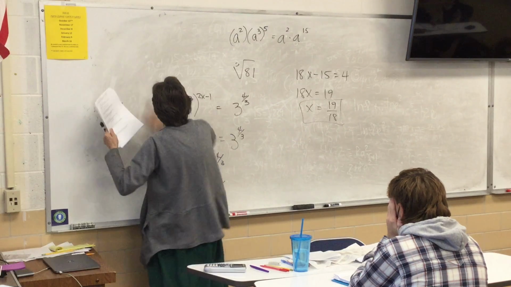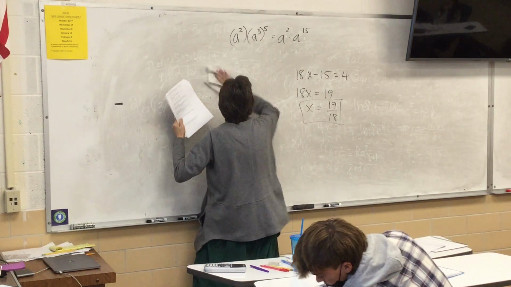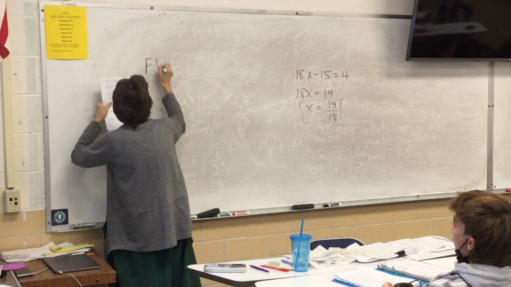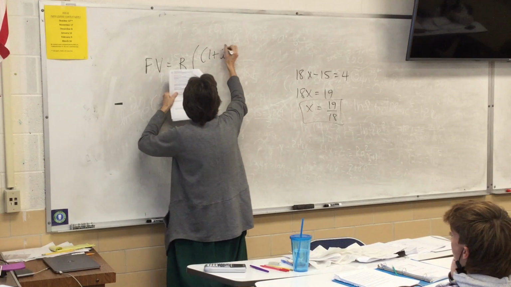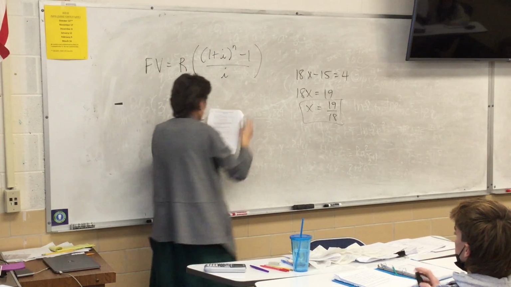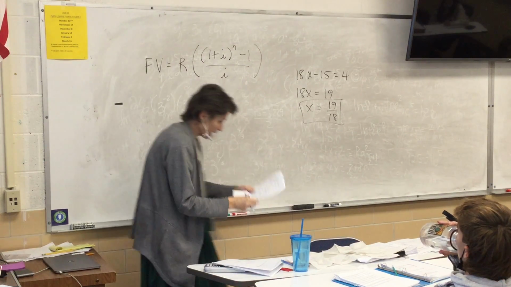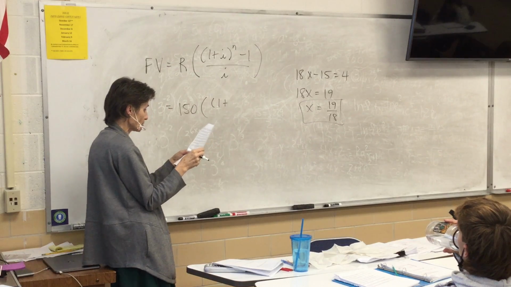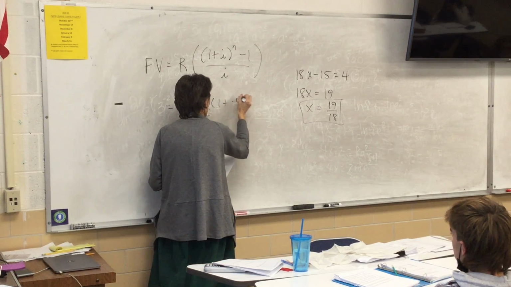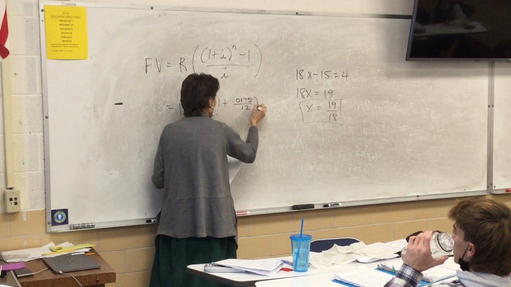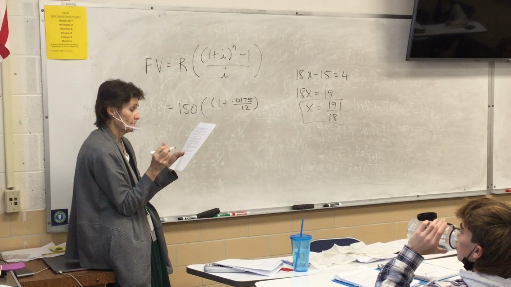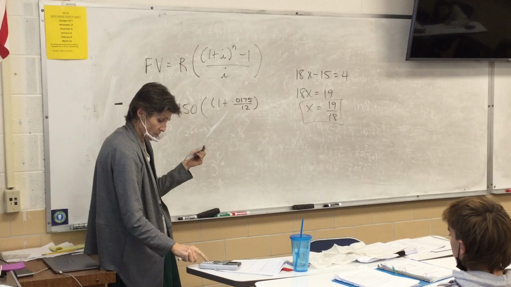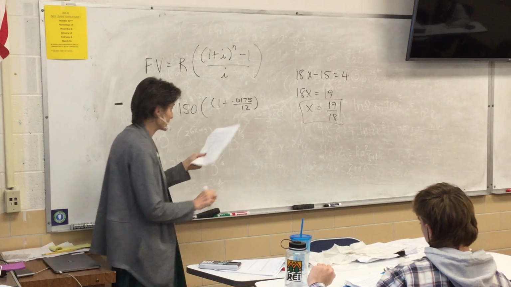Remember, I gave you this. All right, there it is. So here we go. Problem says, I plan to save $150 a month, so my payment is $150 a month. The interest rate is 0.0175 divided by 12. I'm doing it monthly. Doing it for 18 years. So how many payments am I making? 216.